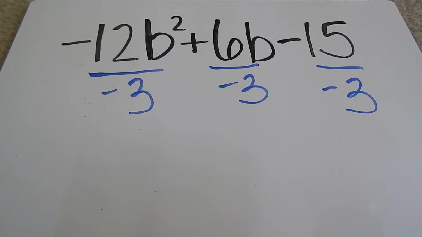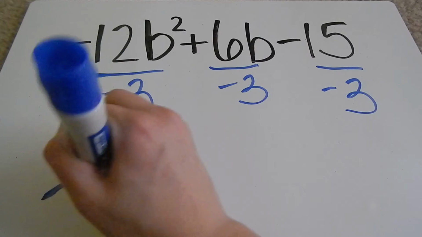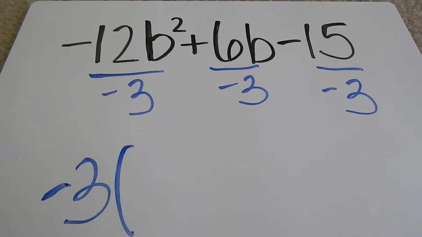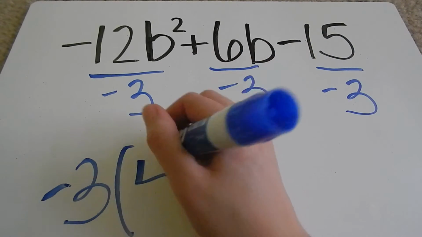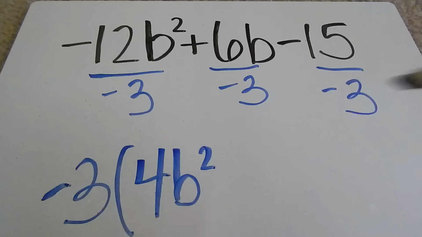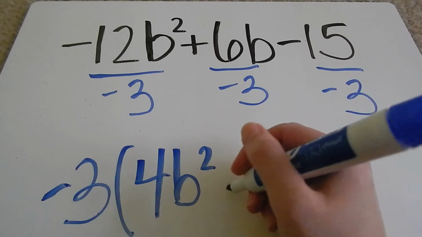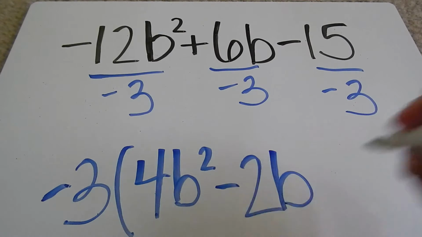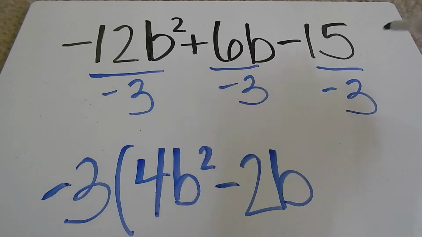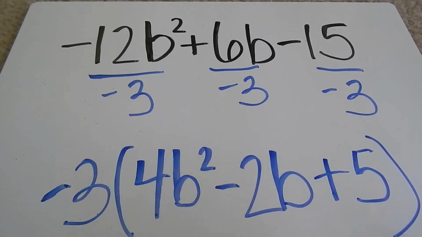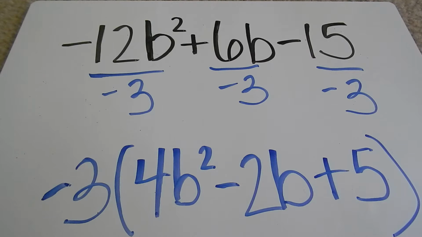When I'm dividing out my GCF, remember, I need to put it first and then start my parentheses. Then I just divide, put whatever's left inside the parentheses. So -12 divided by -3 gets me +4. B squared just stays as is. +6 divided by -3 is -2. We keep the B. -15 divided by -3 is +5. And that would be my answer.